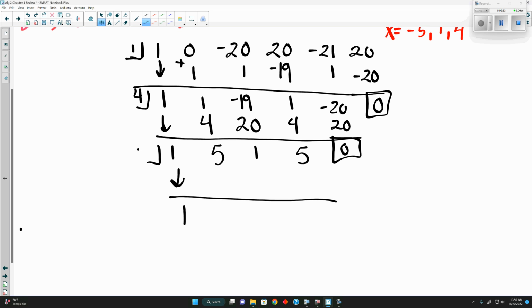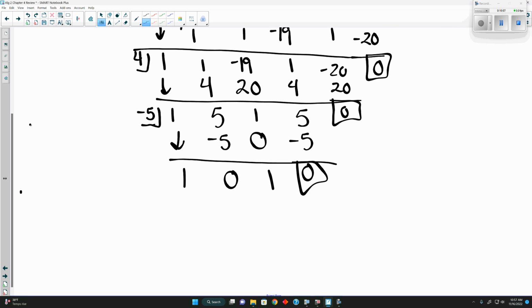We're going to do this one more time with -5, because we're going to do this with each one of the solutions that we're given. Now when we do this here, -5 times 1 is -5. 5 plus -5 is? -5 times 0 is? 0. 1 plus 0 is? -5 times 1 is? And 5 plus negative 5 is? 0.